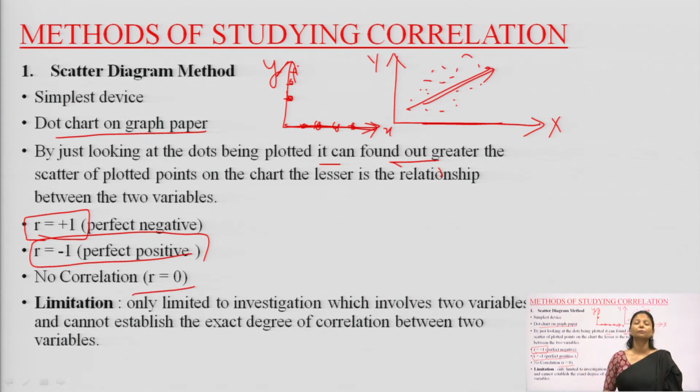Now, there is one limitation when we are studying the scatter method: it only applies to two variables. We cannot study 3 variables or 4 variables. Thus, this is one of the limitations of the scatter diagram, where only 2 variables are studied and we cannot establish a relationship between more than 2 variables.